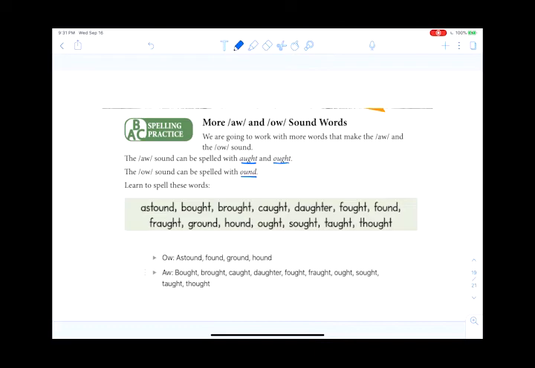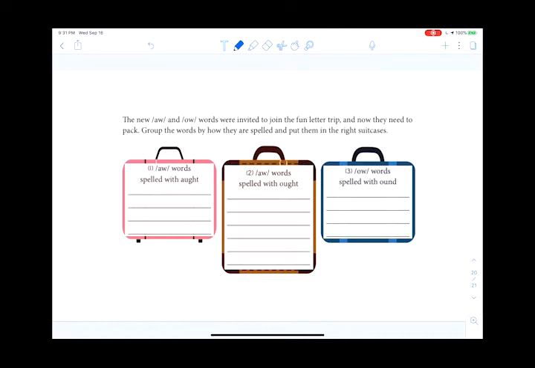The new ah and ow words were invited to join the fun letter trip, and now they need to pack. Group the words by how they are spelled and put them in the right suitcases. Take a moment to pause this video and complete the exercise. Great, let's go over the answers.